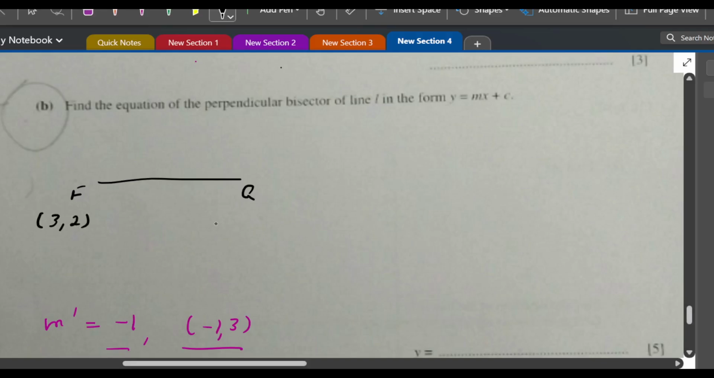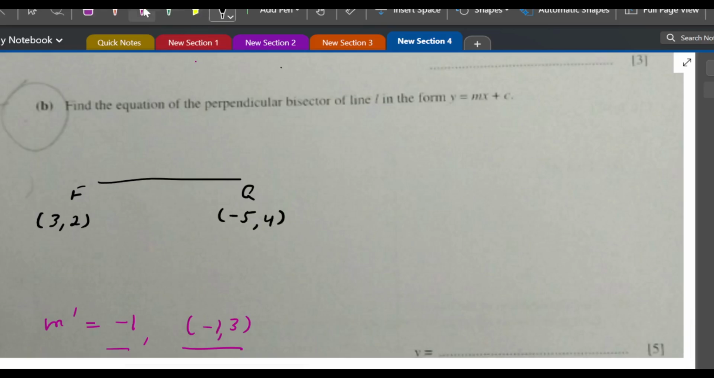The question is to find the equation of the perpendicular bisector. So I will draw the perpendicular bisector. This is my perpendicular bisector. Now, if I want the equation for this line, I should know two things: I should know the slope m, and I should know one point on this line. Then I can find the equation of this line.